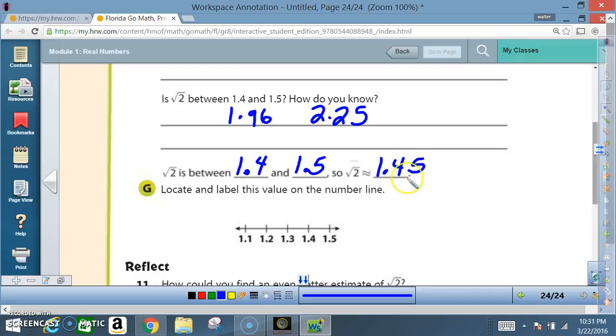Now, how do we come up with 1.45? Real easy. Look at the 1 and the 1. That stays the same. Now look at 4 and 5. What's halfway between 40 and 50? 45. Pretend there's a 0 there and pretend there's a 0 there. So halfway would be 45. So that would be our most accurate estimate without using a calculator. Okay, and if we were to graph that, we will come out with 1.45 is in between 1.4 and 1.5.